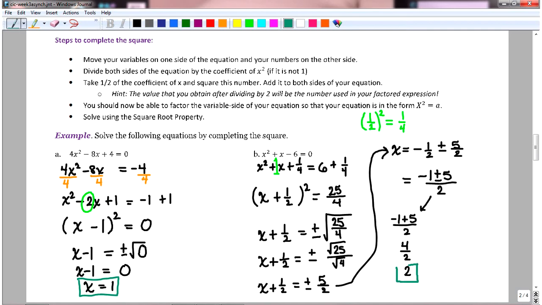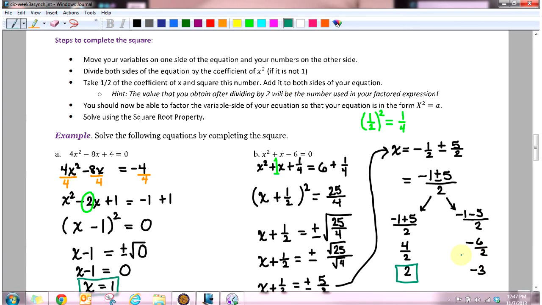And then we need to do the negative case. Negative 1 minus 5 divided by 2, which is negative 6/2, which is negative 3. And those would be our two answers for x.